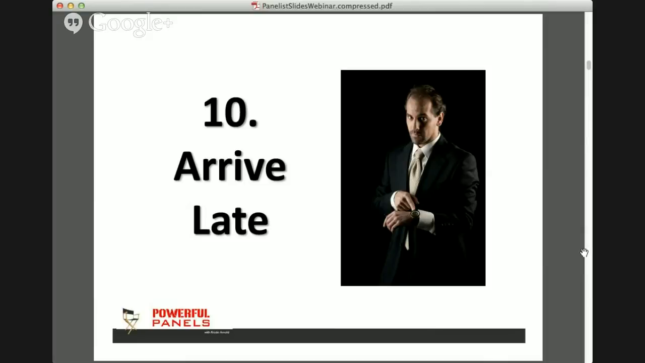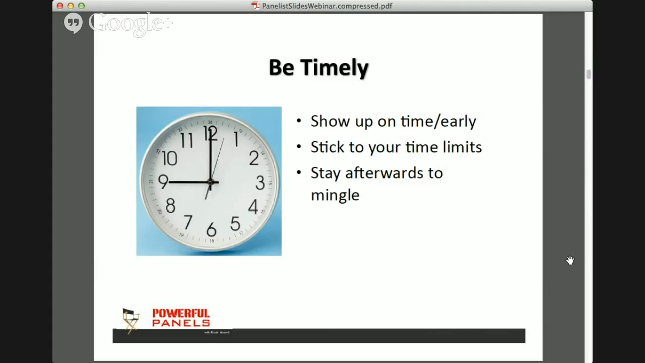Number 10 is that the panelists arrive late. I've actually seen this happen where the panel was supposed to start at 10 and somebody walked in at 10:05. How does that happen? I don't know. That's just kind of not right. It doesn't show respect to the audience. So if you can, be timely. Show up on time, even early. It's a good idea to check in with the moderator, maybe half an hour before so that they're not sweating it.